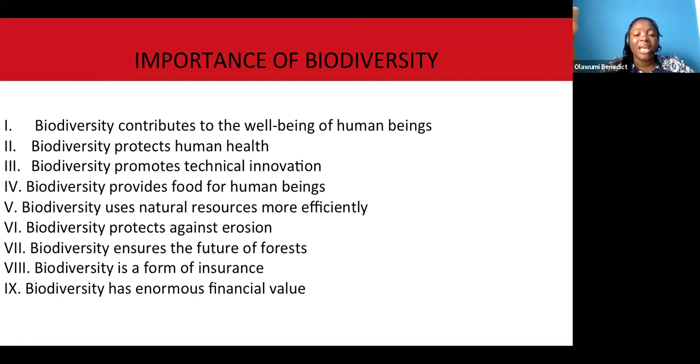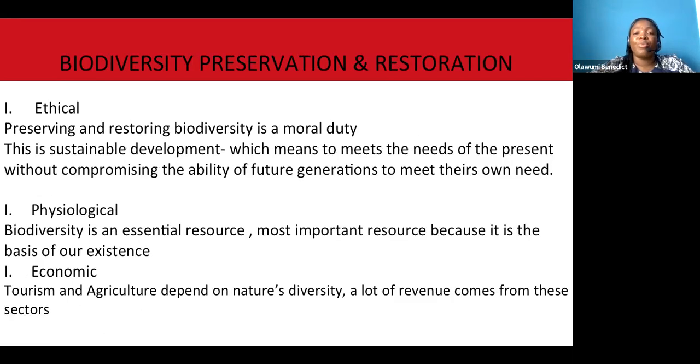Then biodiversity has a numerous financial value, where we have seen countries or people that have different biodiversity areas on their farm, and they've put that as a tourist environment where people can visit and they pay something to sit down to relax, and then they have fun on their farm. So what are the biodiversity preservation and restoration that we have.